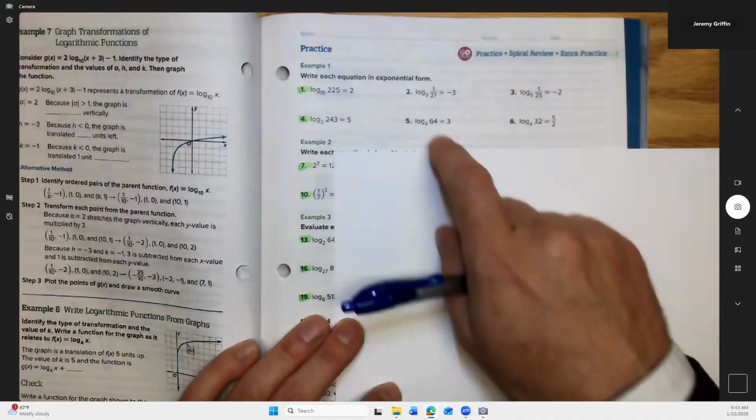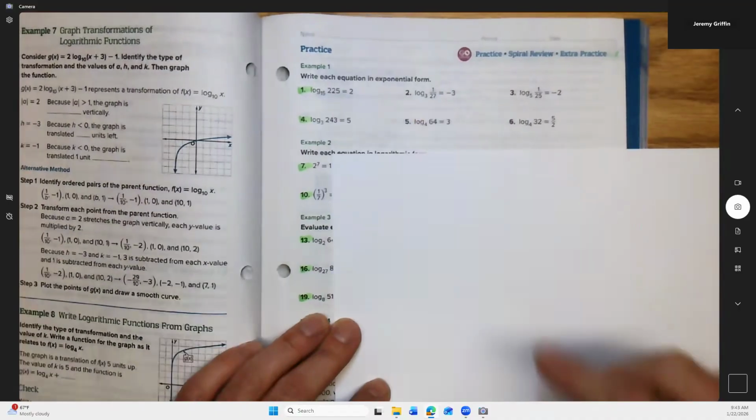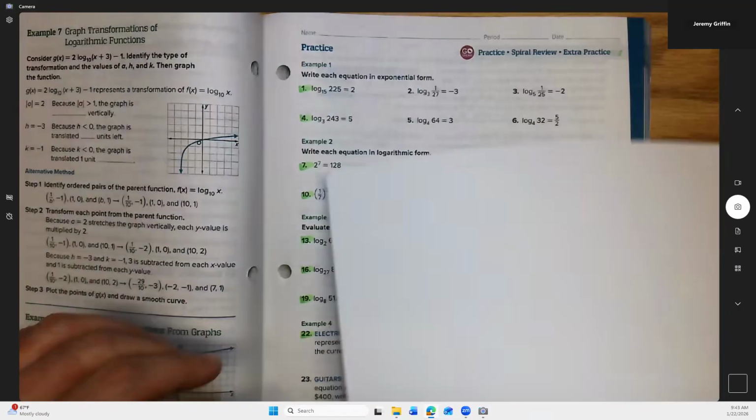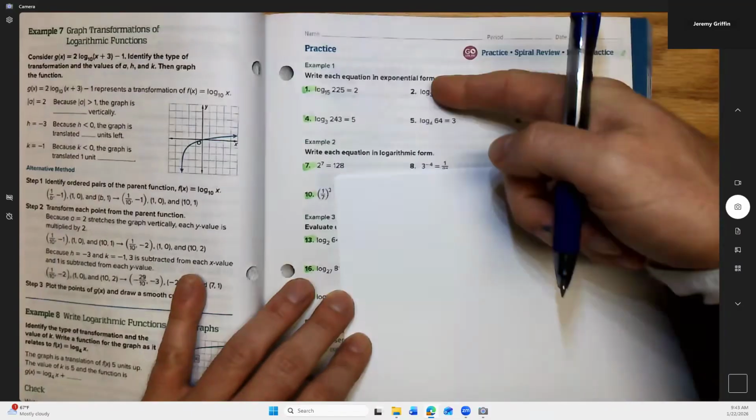All right. So I'm in section 8.1. This is on page 59, if you have your book and want to follow along. Okay, let's go down the list here.